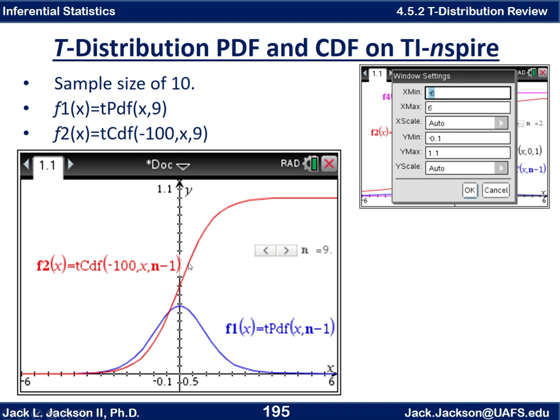All right, here's the same thing on a TI Inspire. So I graph both of them at once here. Sample size of 10 means a degrees of freedom is 9. So F1 is T-PDF X9. F2 is T-CDF negative 100 X9, just like the other one. And here I use a slightly different window from negative 6 to 6 and negative 0.1 to 1.1, and clicked OK there.